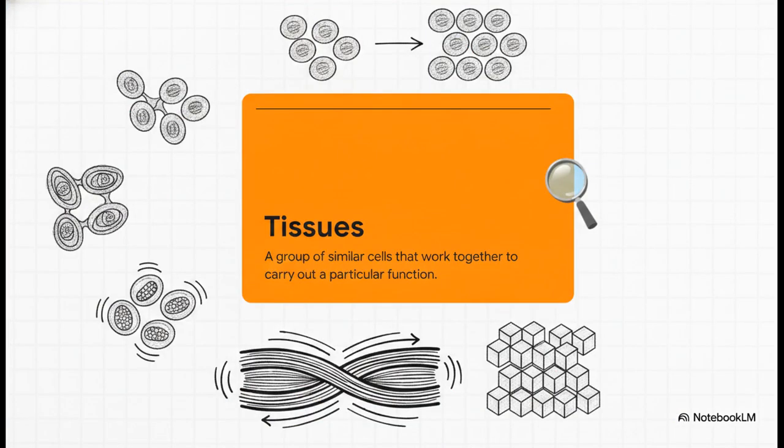Now, stepping up past the cell level, we arrive at tissues. In a multicellular organism, those specialized cells we talked about don't work alone. When you get a group of similar specialized cells working together as a team to carry out a particular function, that's what we call a tissue. Muscle tissue, for instance, is literally just thousands of muscle cells contracting perfectly together.